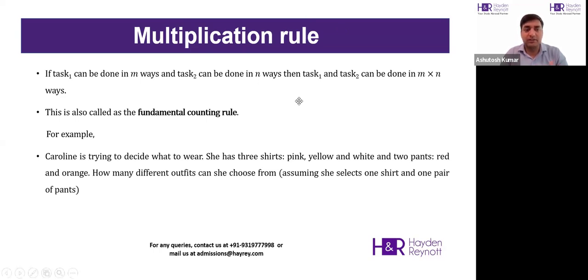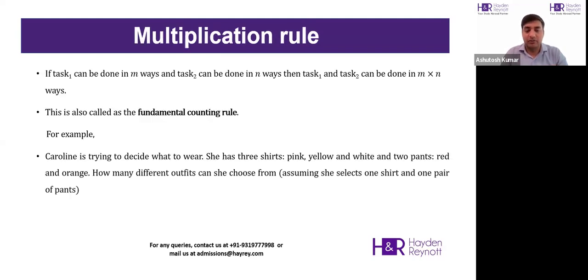So for example, Carolyn is trying to decide what to wear. She has 3 shirts, pink, yellow, and white, and 2 pants, red and orange. So there are 2 tasks. One, the number of ways in which she can wear the shirt. Second, the number of ways in which she can wear the pant. The question is how many different outfits can she choose from the given pants and shirts, assuming she can select only one shirt and one pant at a time.